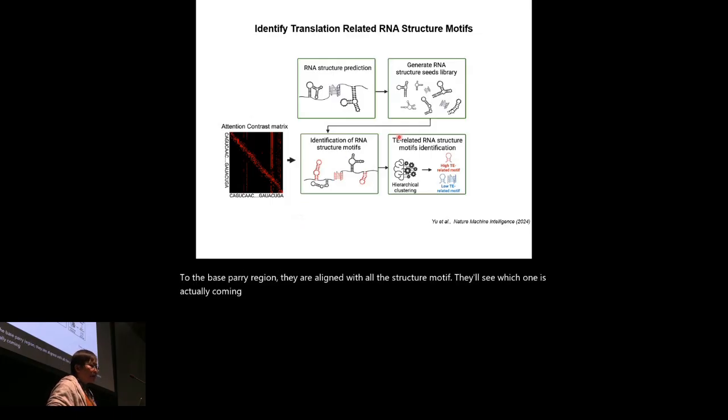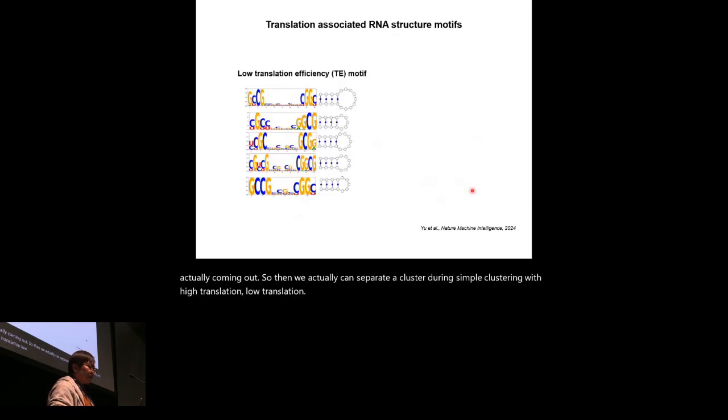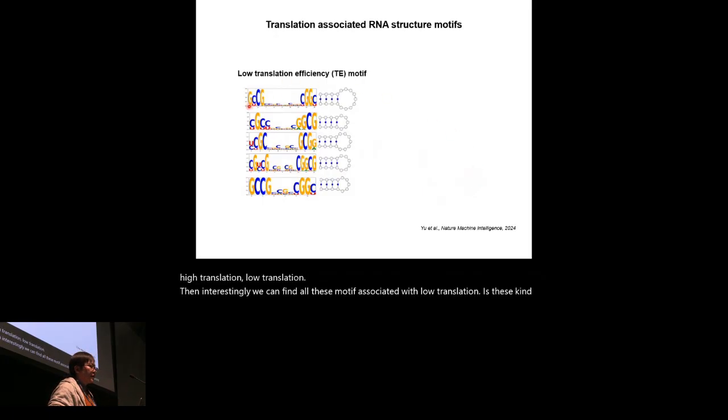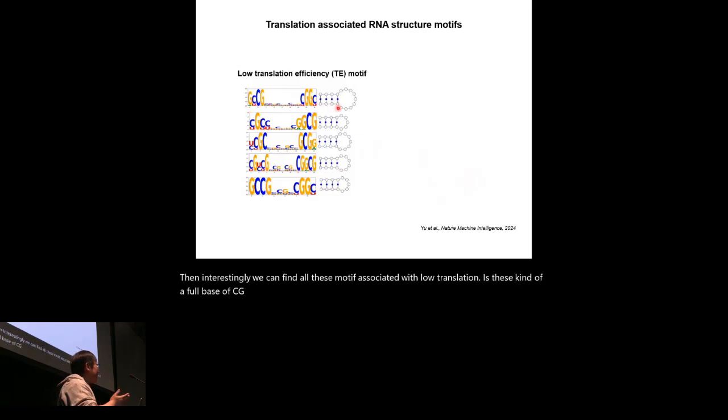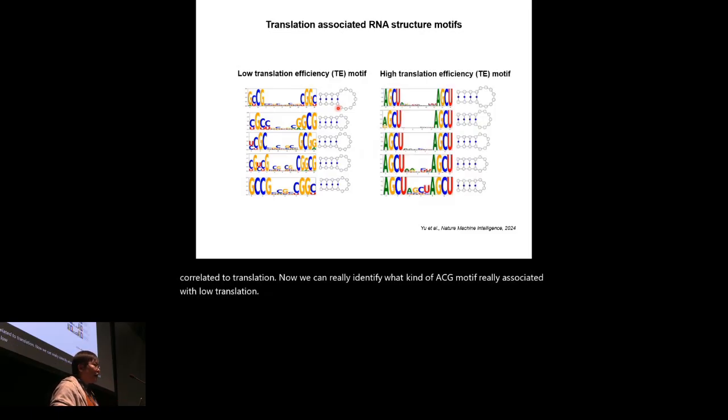So we can separate clusters, doing simple clustering with high translation and low translation. Interestingly, we find that the motifs associated with low translation are these kind of 4-base CG pairs. As I said previously, everyone knows higher CG is correlated to translation. Now we can really identify what kind of CG motif is really associated with low translation. Interestingly, we also find these high translation motifs.